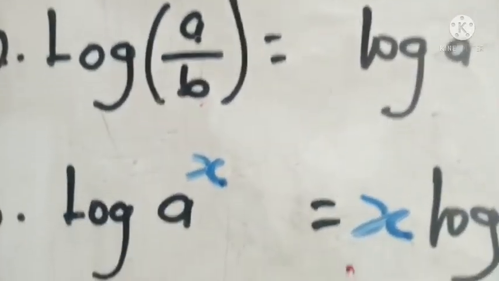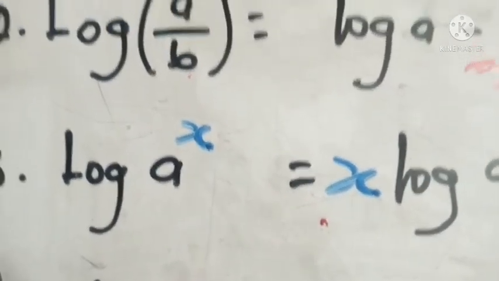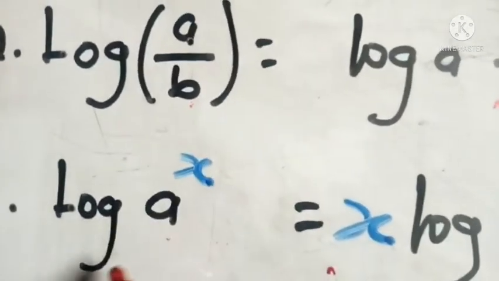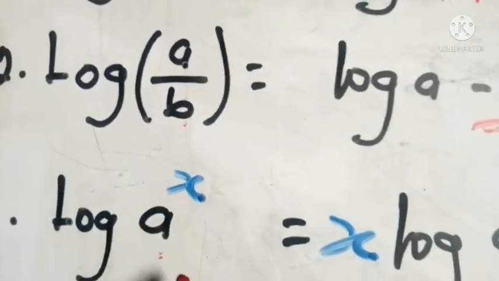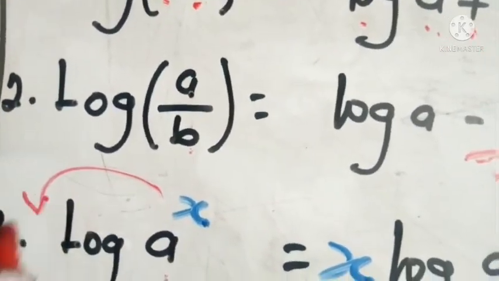And then the third tool that is very important is log of a exponent x, meaning the log of this being raised to a certain power, right? The a exponent x means that you should bring this down. Is that okay?